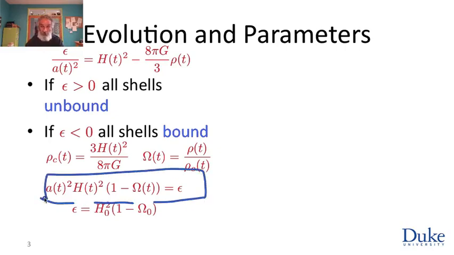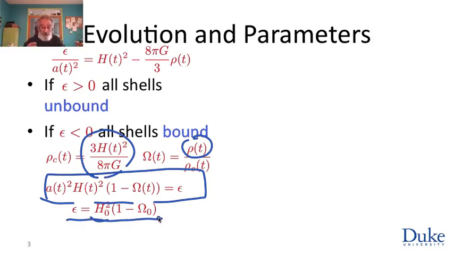Now how do we figure out epsilon? Well, measure today. We measure the Hubble constant. Remember, the inverse Hubble constant is about 13.8 billion years when we measure it today. Measure the density, compute the critical density from the Hubble constant, and decide whether our universe will expand forever or not.